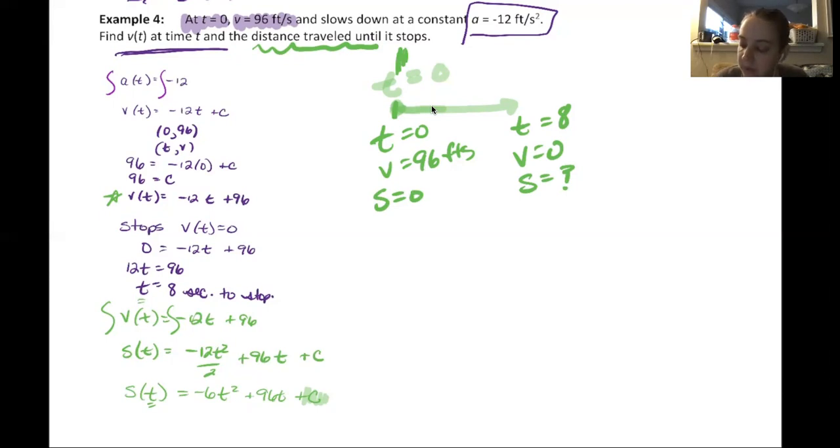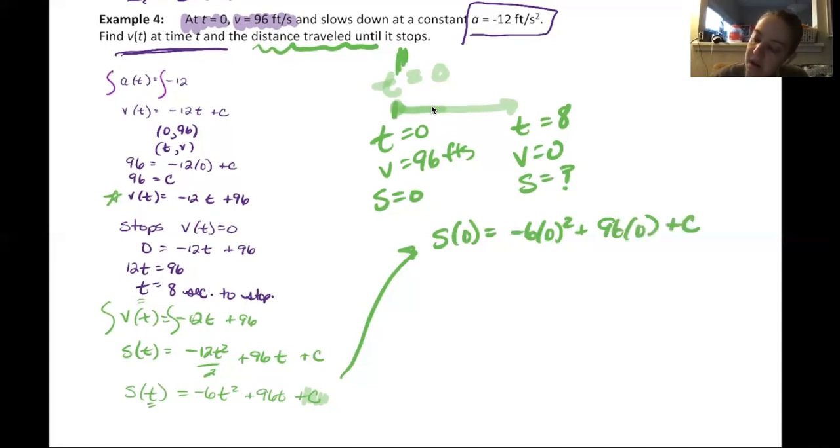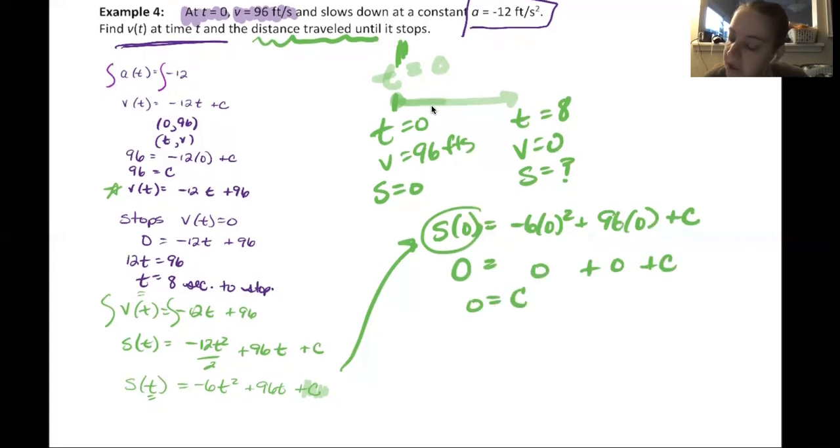So let's take our position. Let's say S of 0 is equal to negative 6 times 0 squared plus 96 times 0 plus c. And this is 0. My position is 0. So 0 equals 0 plus 0 plus c. My constant is equal to 0. So S of t is equal to negative 6t squared plus 96t plus 0. We don't need that at the end.